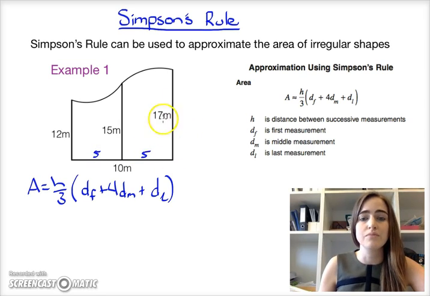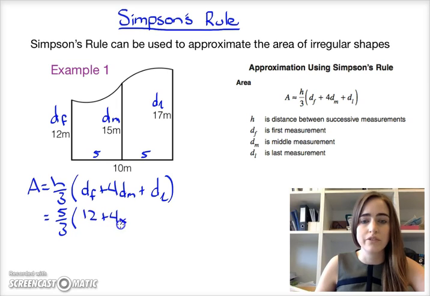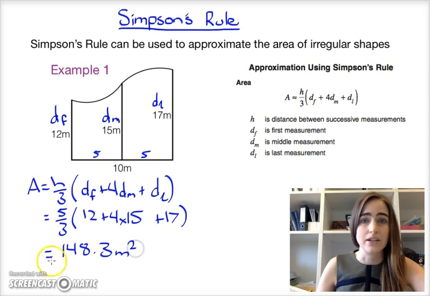In Simpson's rule, these measurements always have to be equal distances apart. For df, dm and dl, it doesn't matter which end you start at, but let's call that 12 our df. The 15 has to be our dm, because it's the middle one, and dl is the last one. That gives us 5 over 3 times (12 plus 4 times 15 plus 17), which when you pop it in your calculator comes out to about 148.3 metres squared, if we round to one decimal place.